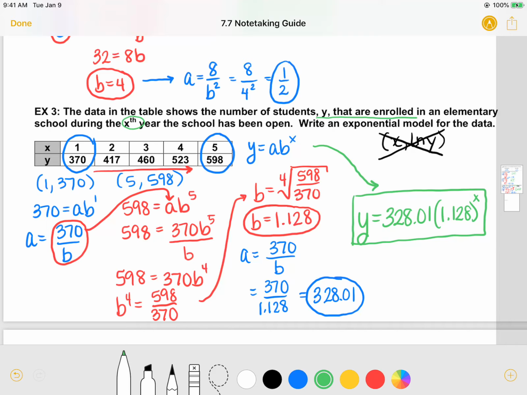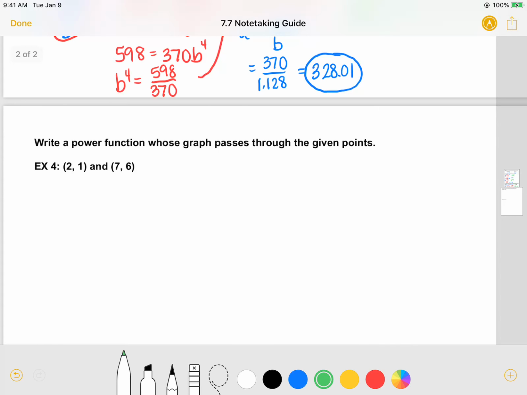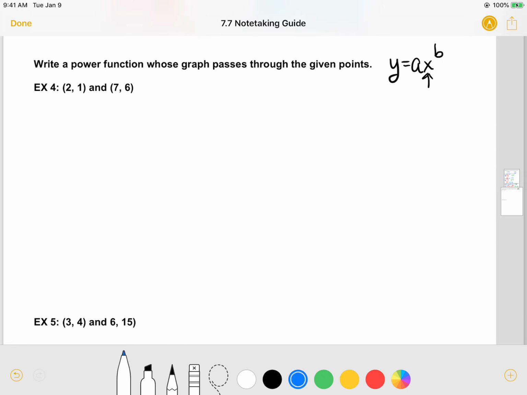All right, so let's go ahead and flip to the back side, and we are going to look at some power models now. Remember that the power model means that the x is going to be the base instead of the exponent. We're going to follow the same process here, but what we're going to end up doing is solving for b, which is an exponent, and that means that we're going to have to use our properties of logarithms. So let's start off with this first example.